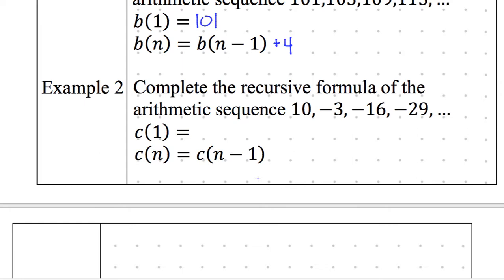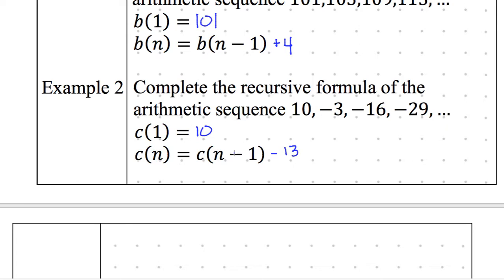So example 2. Daisy, you're going to do this one. C of 1 is? 10. And what's our rule? You take the previous term, C of n minus 1, and do what to it? You subtract. Yep. If I subtract 10, I'll get to 0. I have to subtract a little bit more than that. Minus 13? It is indeed minus 13. That's all you have for the homework.